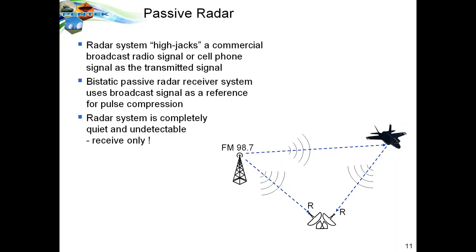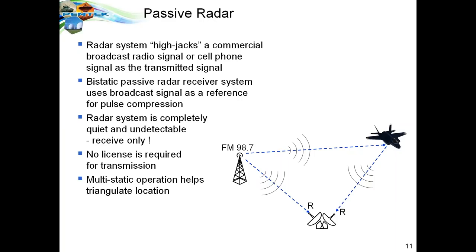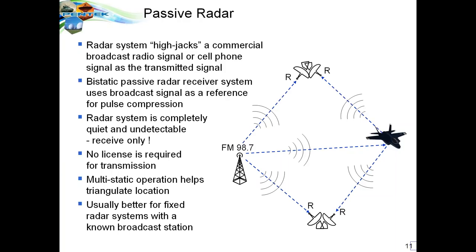The nice thing about passive radar is that it's completely quiet and undetectable. It's, after all, a receive-only system. The transmitter is always operating. There's no license required for the transmission. And the multi-static operation allows you to add another antenna or multiple antennas to do triangulation of the return pulses using the same common reference pulse that's coming from, in this case, the FM station. Passive radar is usually better when you have a fixed radar system that's known with a good quality, reliable transmit station.